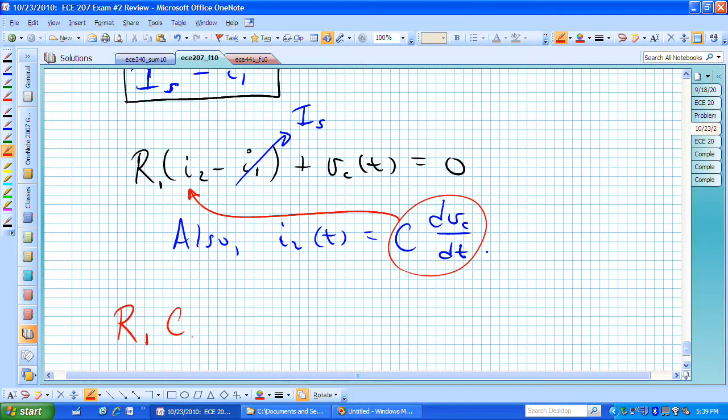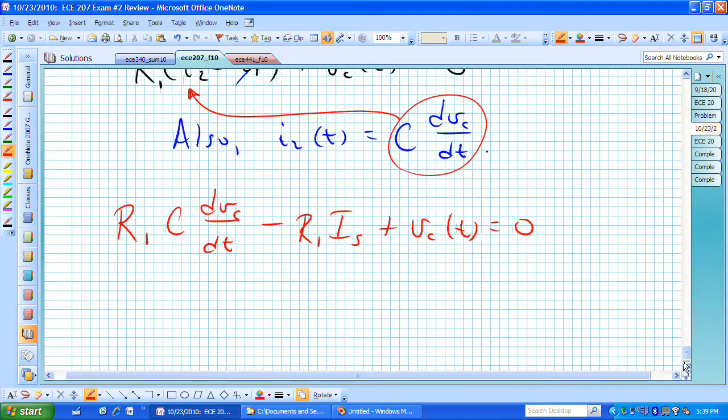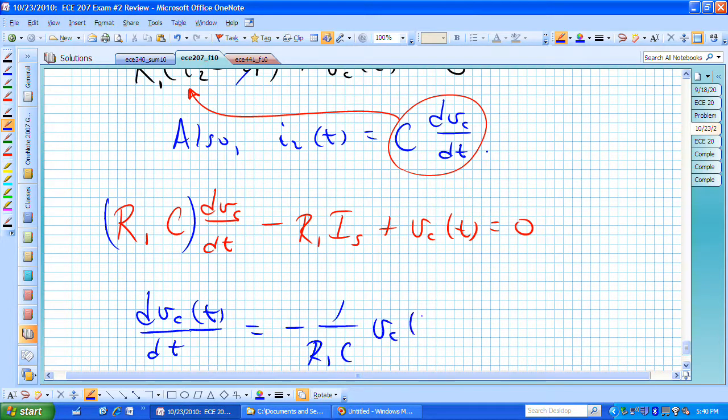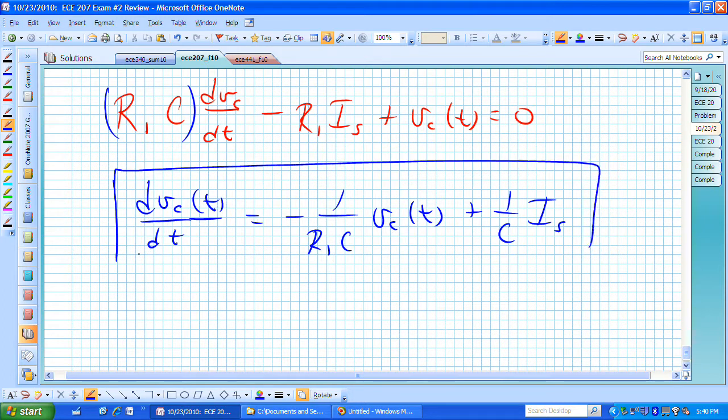We have R1 c dv sub c dt minus R1 I sub s plus V sub c of t equals 0. If we now divide through by the coefficient that multiplies dv sub c dt and push everything over to the right, we end up with dv sub c of t dt equaling minus 1 over r sub 1 c v sub c of t plus 1 over c I sub s, and that should be the same first order differential equation that we derived before for this particular problem.